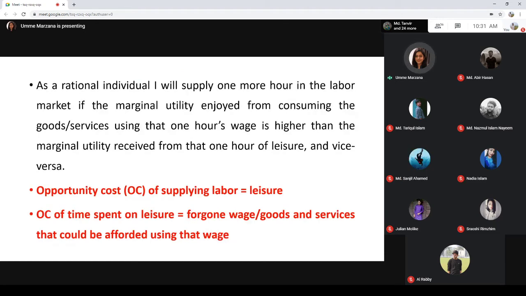That's how we are comparing. Whichever is more important for you, that's the one you're going to choose. If your utility from leisure is much higher than the utility you could have experienced from the goods and services bought with those wages, you're going to go for leisure activities. Or the opposite, if the utility that you gain from the wages and the goods and services bought with those wages is higher than your leisure activity, you would work 1 more hour.